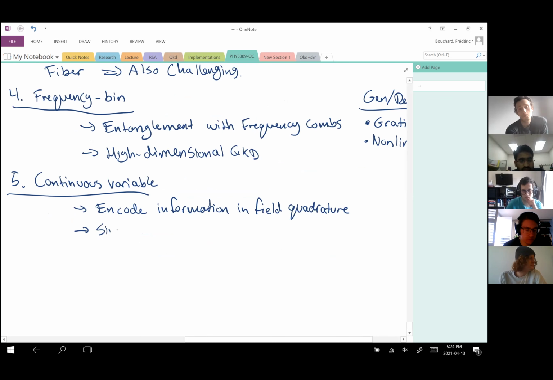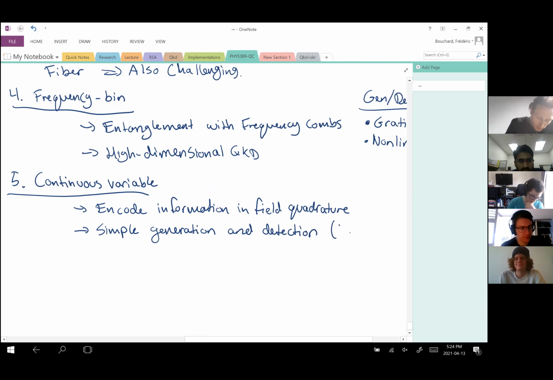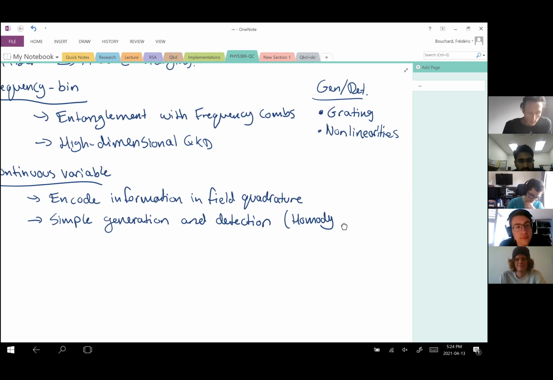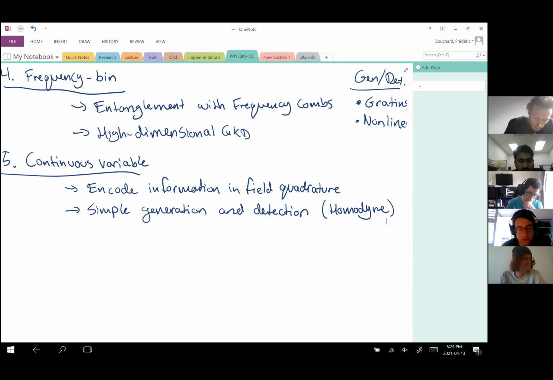The big plus of CVQKD is its simple generation, because all you need is a phase and an intensity modulator. And the same thing for detection. Detection is pretty easy. You don't need single photon detectors because you can do this with homodyne detection. So the hope is you can use sort of standard classical communication devices and not change things too much and still perform QKD.